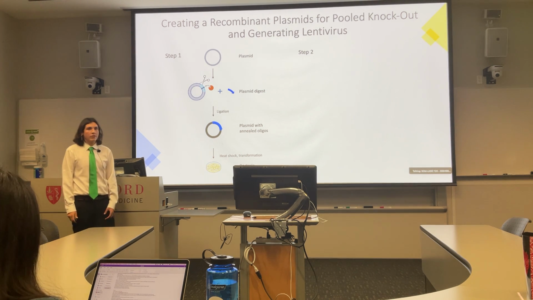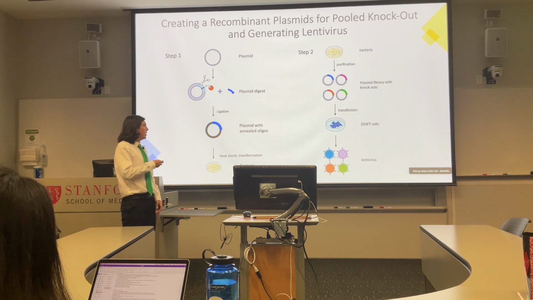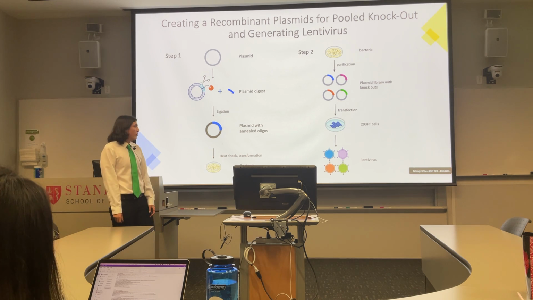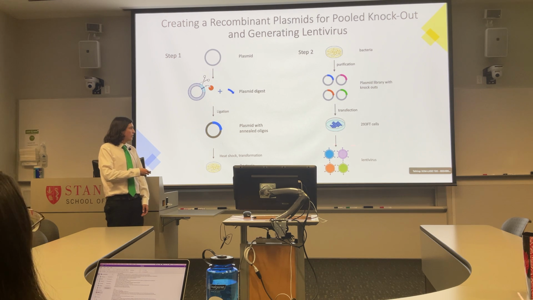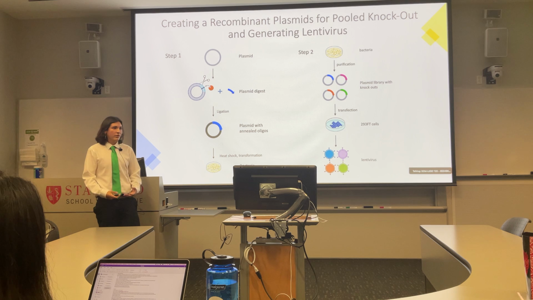Here, our bacteria will then create our plasmids on a larger scale, in which we could use a purification process to create our plasmid library with our knockouts. Once we have our plasmids, we can use transfection into 293 FT cells. These cells are really important because they'll be generating our lentivirus. These lentivirus will be a genetic vector for our plasmids.